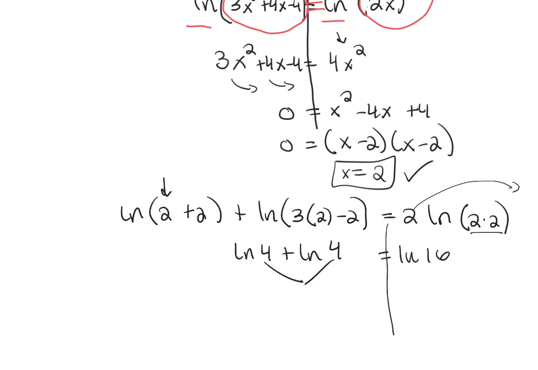Property of logarithms would show that we would multiply those, so natural log of 16 equals natural log of 16. Oops, I don't know why I wrote 16 twice. So I just wanted to show that process that, oh, this does check. Extraneous solutions often do come up when we're dealing with quadratics, but in this case, it worked.